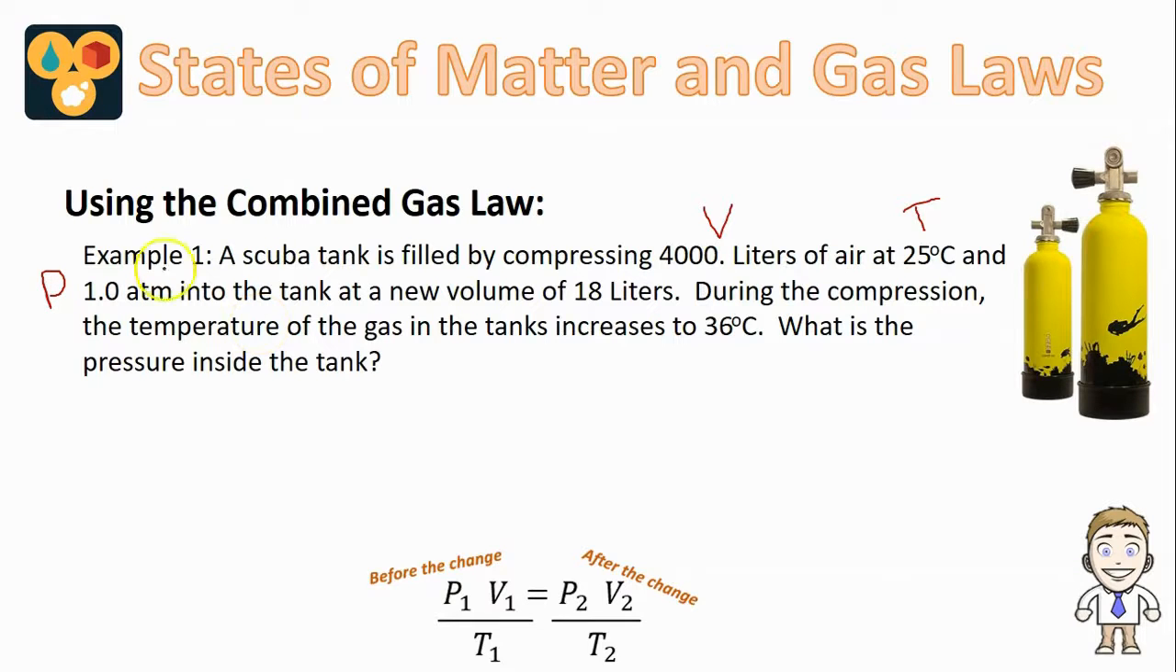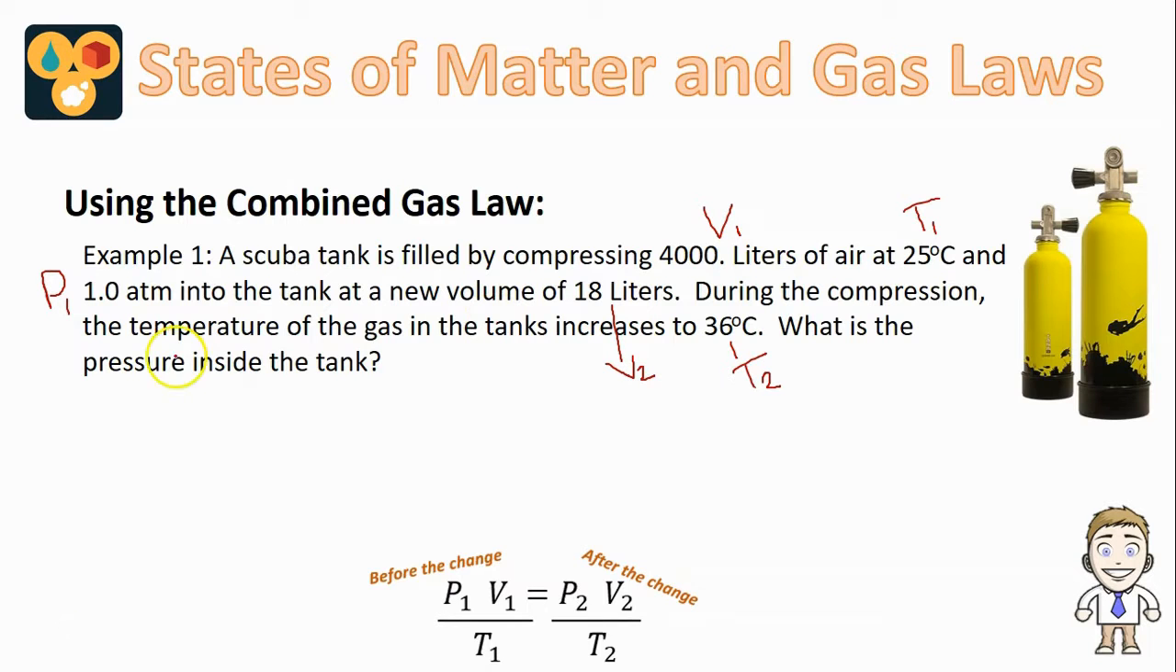It says they're compressed into the tank at a new volume of 18 liters. So this volume is the new volume, that's a V2, which makes this the V1 and makes this T1 and P1. It goes on to say that during the compression, the temperature of the gas also increases to 36 degrees Celsius. So besides a new volume, I also have a new temperature. And that's what the combined gas law is all about. It's not only one variable that changes, they're all changing.